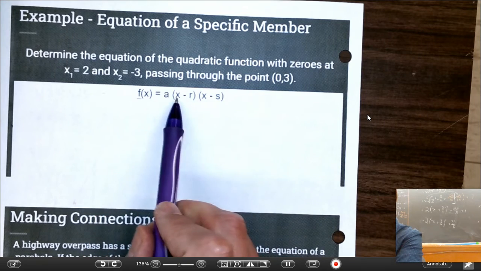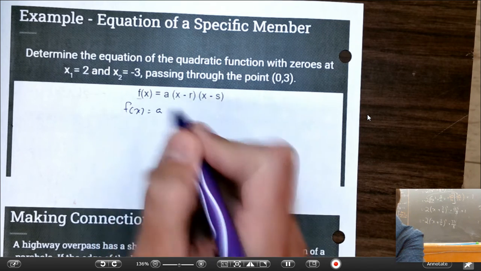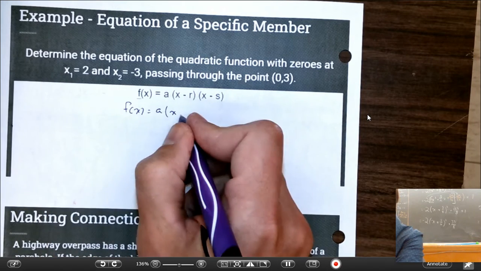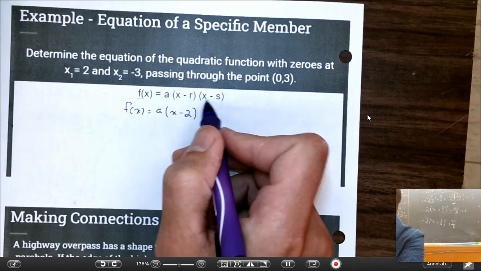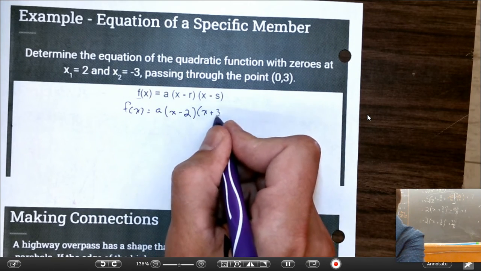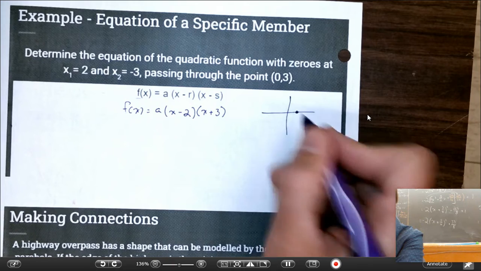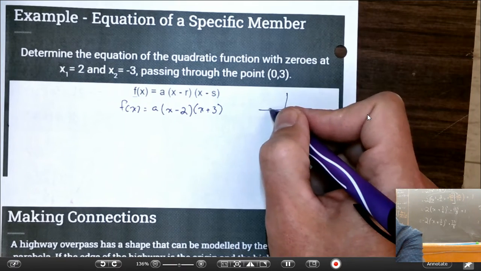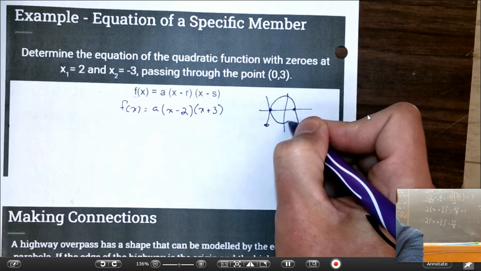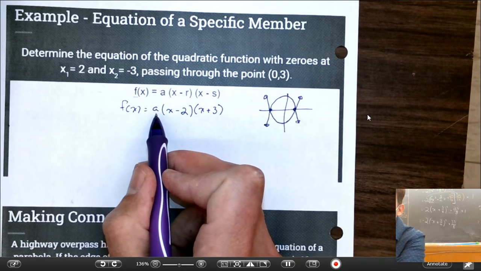So here, the first thing we're going to do is create our family. Our family is going to look like f of x is equal to some stretch value a multiplied by x, subtract the first root. The first root is 2, so we subtract 2. Then x minus the next root, which is negative 3, so we're going to have x plus 3. That's the family of quadratics that will go through the points 2 and negative 3. Okay, so that's all of the quadratics that will do that. Some of them look like this, and some of them look the other way, like this. There's an infinite number of quadratics that can go through there because there's an infinite number of a values.